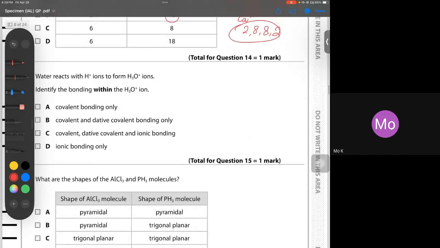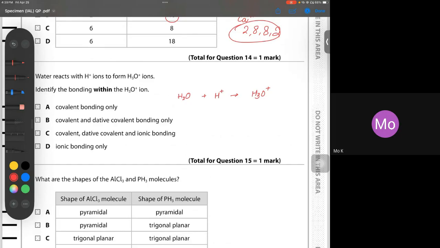Now see this, it's a good question related to chemical bonding. H2O reacts with H plus to form H3O plus. Identify the bonding within the H3O plus ion. Of course, it's not going to have ionic bonding. It's not going to have any metal or any opposite charges.